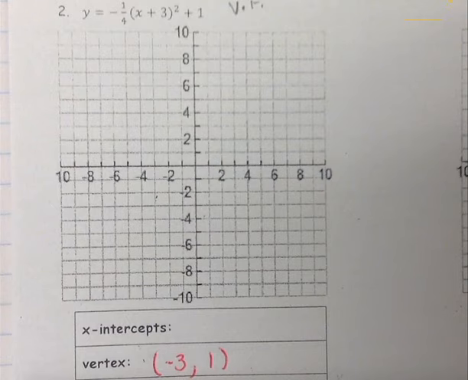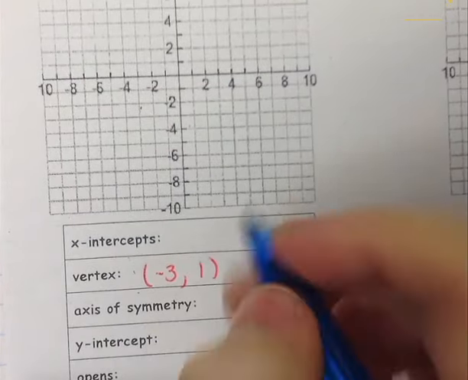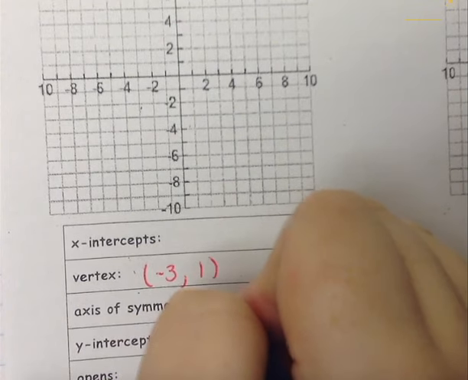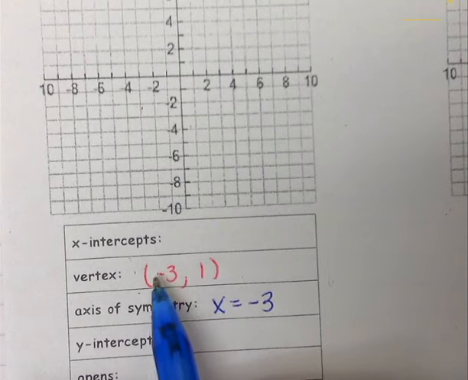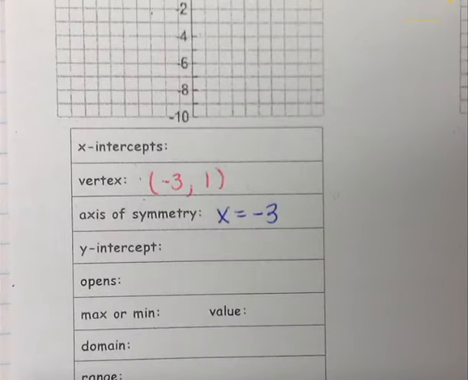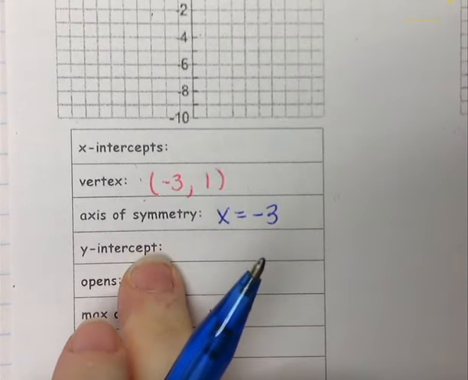We know what our axis of symmetry is because the axis of symmetry is that vertical line that goes through our vertex, and a vertical line is always an x equals. So our x equals -3. That would be our axis of symmetry because that's the line that goes through that coordinate. I'm not going to answer my y-intercept yet.